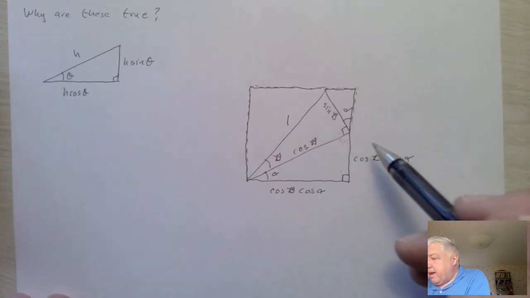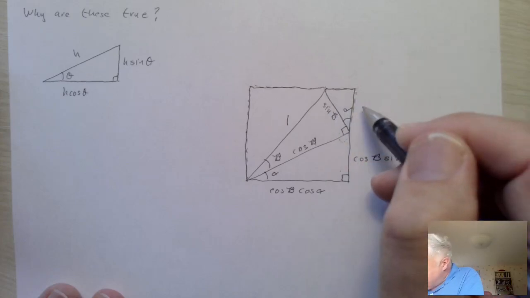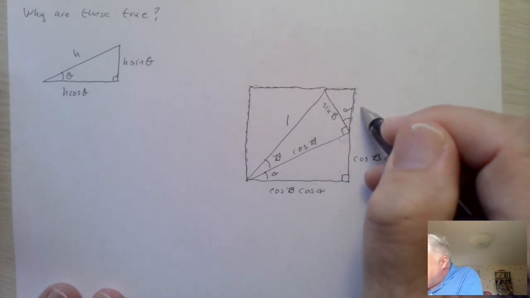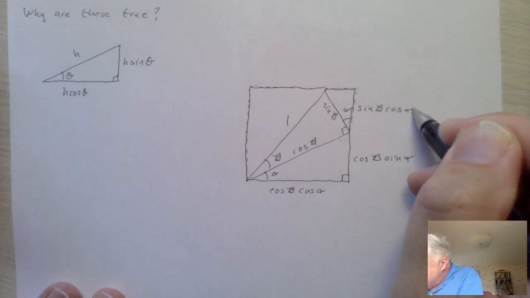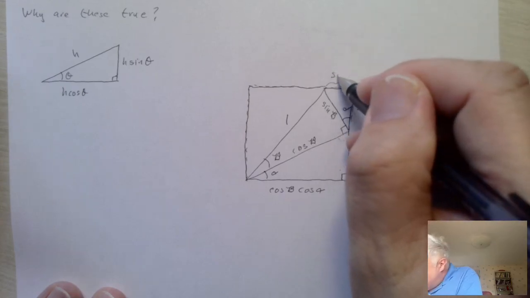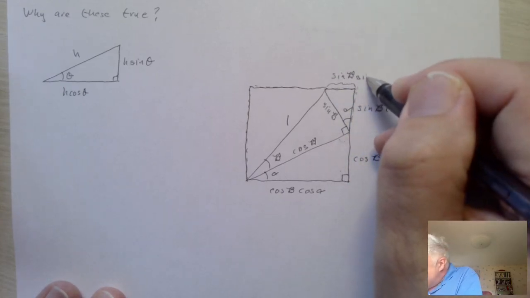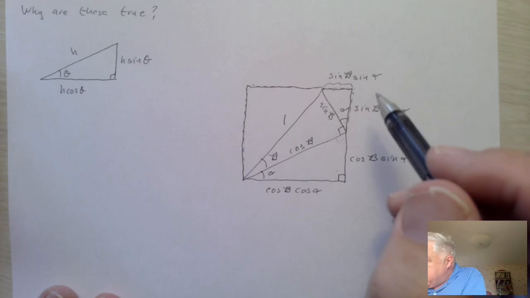Okay? And now because of that, we have another right triangle here, and this hypotenuse is sine beta, so this side is going to be sine beta cosine alpha, and this distance right here is going to be sine beta sine alpha.